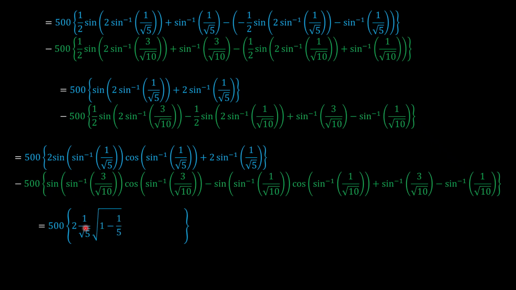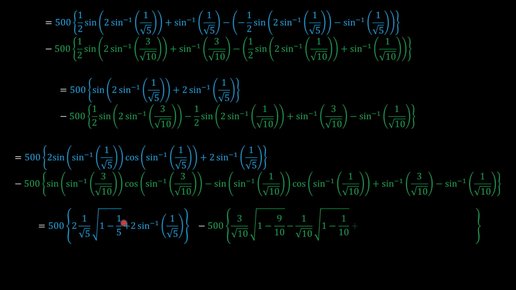So this is 2 times sine of arc sine. We just get 1 over root 5 down here, and then cosine is square root of 1 minus sine squared of a function. So we have 1 minus 1 over 5, and then we have twice arc sine 1 over root 5. Again, we do the same here. Sine, we just pull out the 3 over root 10 here, and then since cosine is a square root of 1 minus sine squared theta, we have 1 minus 3 over root 10 squared, which is 9 over 10.